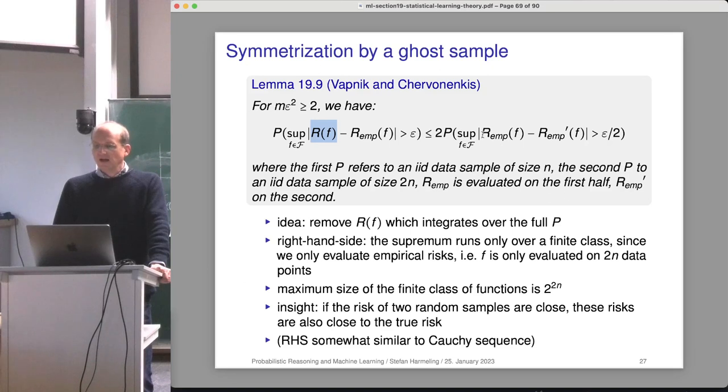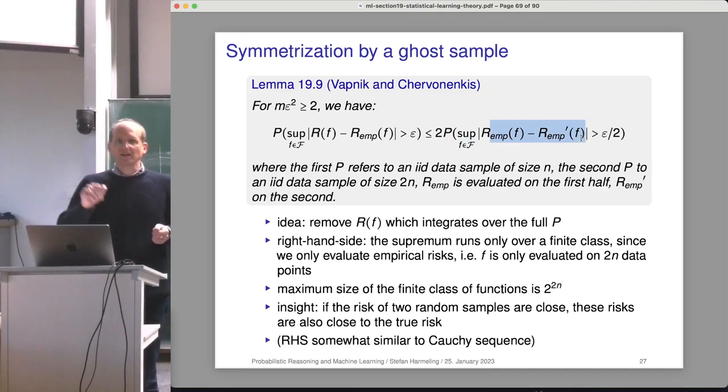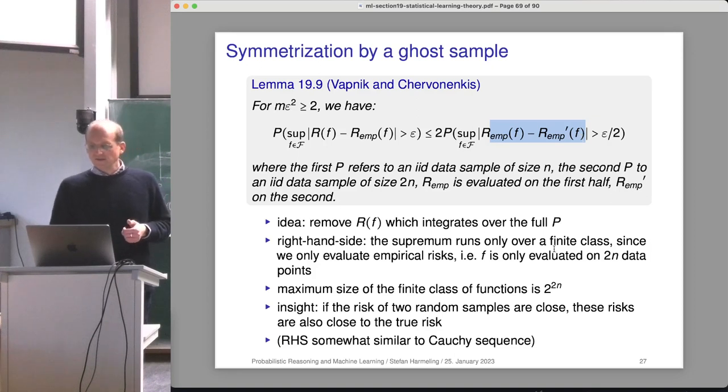Now the question is, how large is this function class here? Since I'm only looking at finitely many locations and they are fixed, I can fix them, x1 to x2n, I can say there are only 2 to the 2n functions that I need to consider. Those are all possibilities to classify 2n data points.